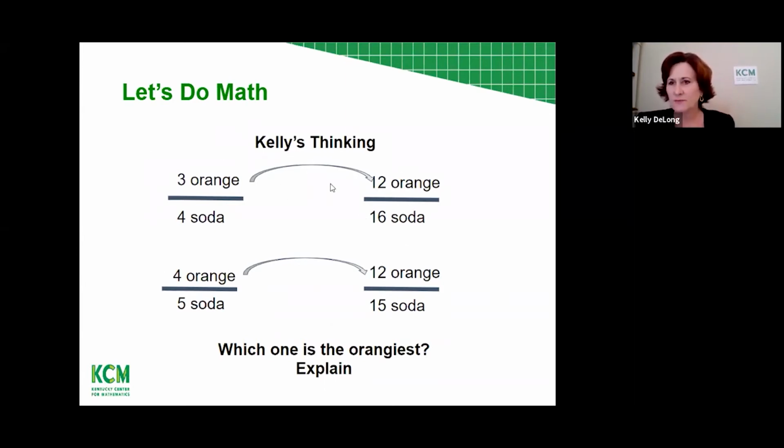What's interesting about a proportion like this, and you know what I know because we've taught middle school kids, is that then you ask them the question, they do this, and then you say, okay, so which one is orangiest? And they're like, I don't know, right?